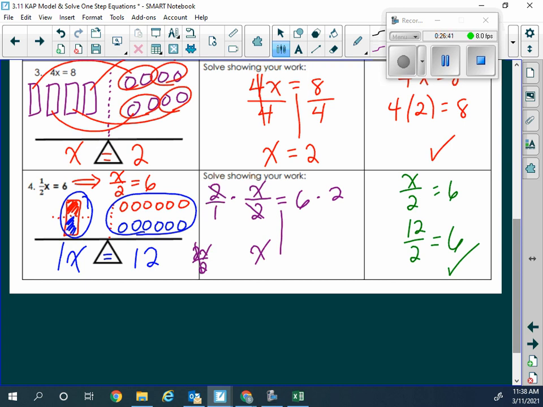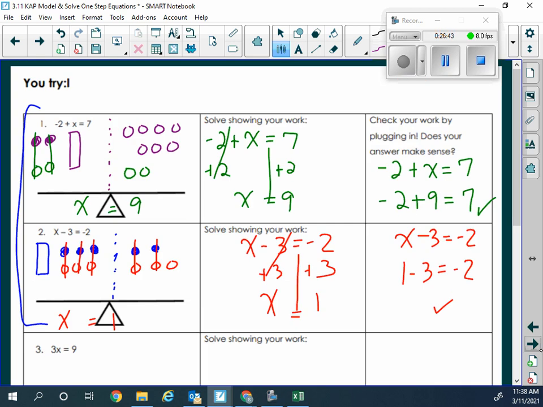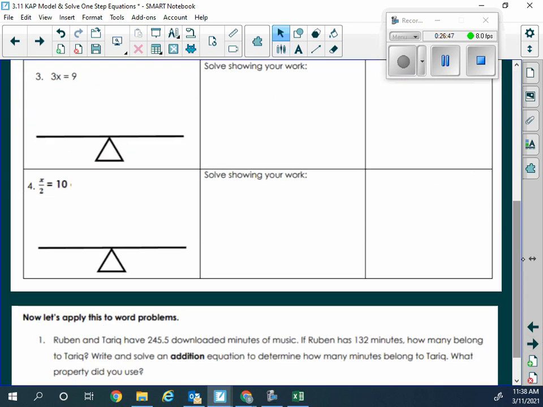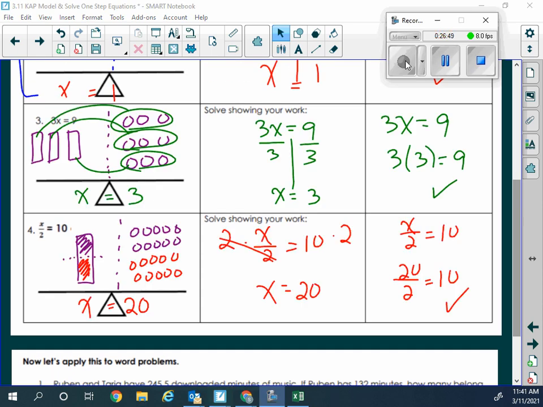Okay, so guys, now back on that next page where we were a minute ago, go ahead and do the bottom two. Number 3 and 4 on your own. Okay, check your answers. You should have got x equals 3 on the first one and x equals 20 on the second one. Any questions? Yes, I don't get the bottom part. On which one? The bottom one.